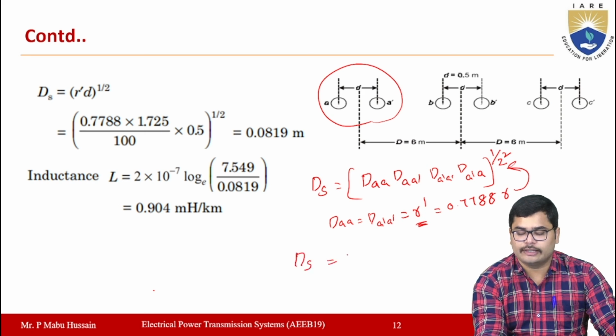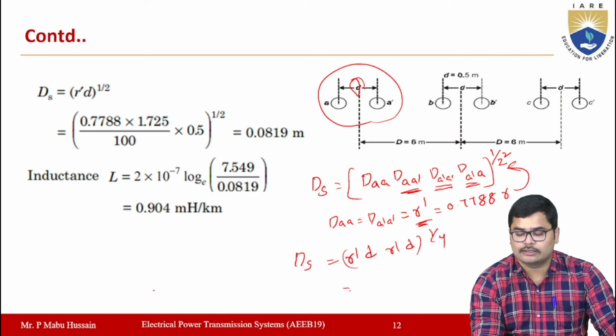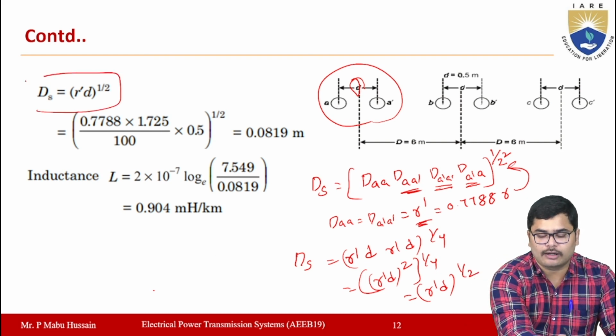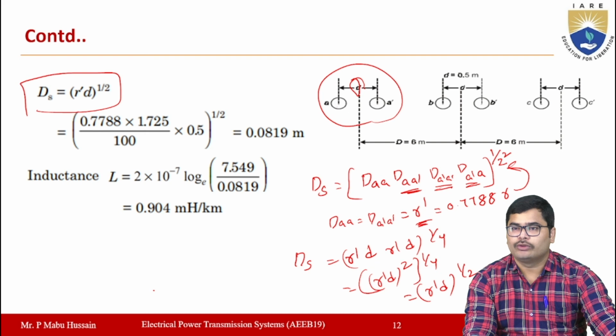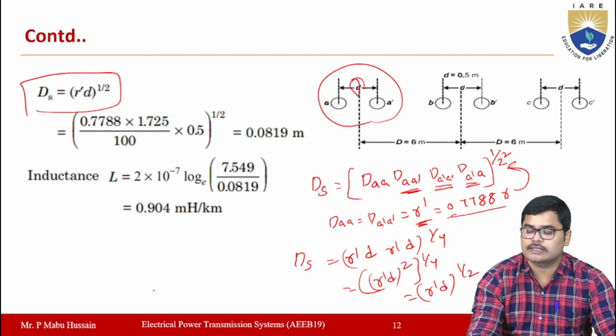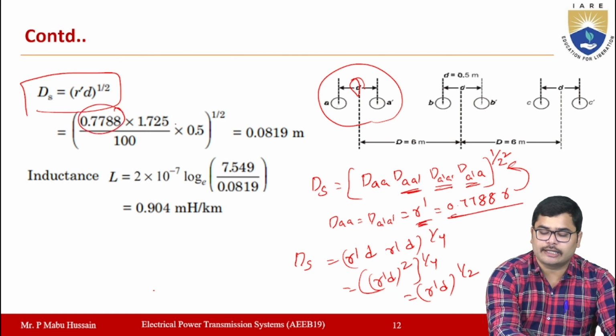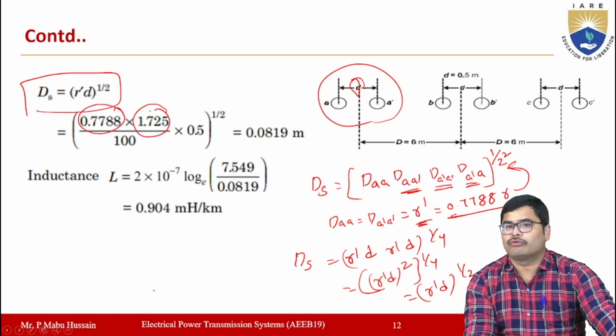So DS is equal to, DAA here is R dash, DA to A dash distance if you see, this is small d, and DA dash A dash again R dash, DA dash to A distance is small d, whole to the power of 1 by 4 you will get. So this will be R dash d whole square, whole to the power of 1 by 4, which is the same as R dash d whole to the power of 1 by 2. Okay, so the value of DS here is R dash d whole to the power of 1 by 2, and the value of R dash here is 0.7788 times the value of R here, and the value of R is 1.725.